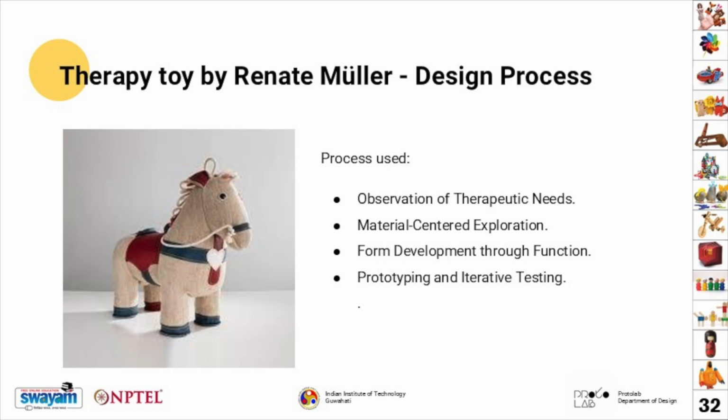Third, form development through function. Here, form is being iterated instead of designing figurative toys with rigid details. Iteration is more about simplified animal-like forms, large, soft, sculptural bodies, and minimal facial features. These allowed children to project emotions and imagination freely. The toys become open-ended therapeutic objects, not prescriptive characters.